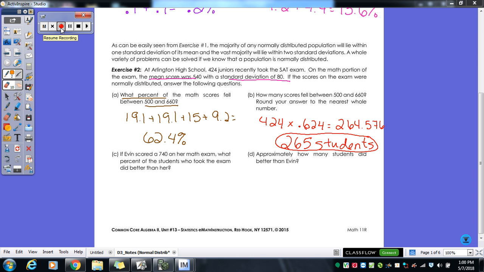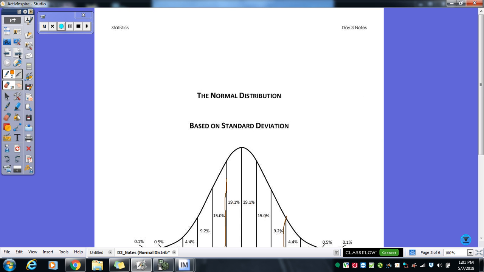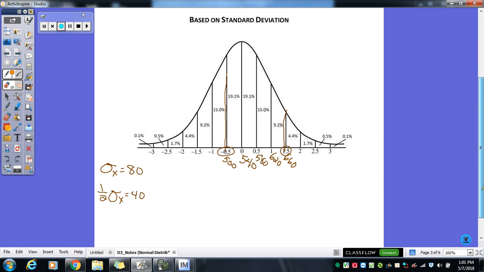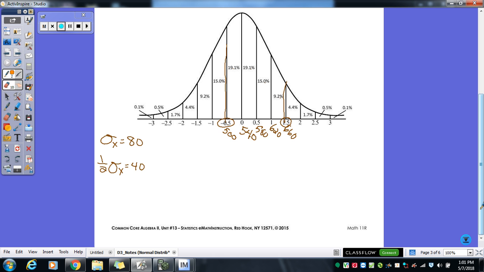Next one. If Evan scored a 740 on her math exam, what percent of the students who took the exam scored better than she did? So first thing we have to do is figure out where 740 falls on our bell curve. So we left off at 660. So if I add another 40, 700 would be at my 2 standard deviations above. So 740 is right here at 2.5.